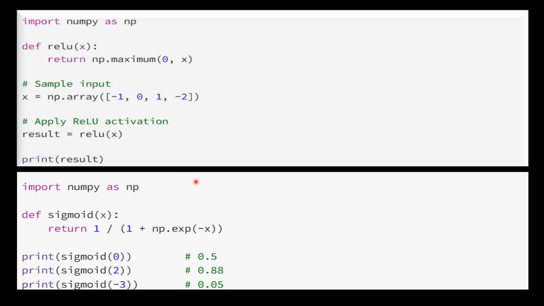Now this code then prints the sigmoid function's output for three different inputs, 0, 2 and minus 3. And these specific input values are chosen to demonstrate the sigmoid function's behavior, as the output for 0 is approximately 0.5, that is half activated. Now 2 results in a highly activated output close to 1, and when we use minus 3, then it results in a weakly activated output close to 0.